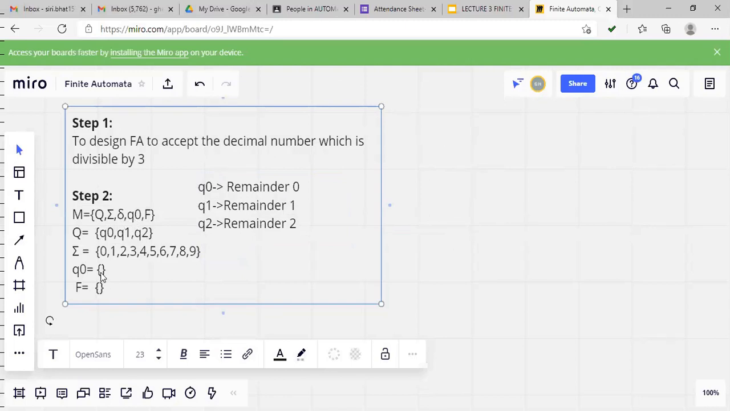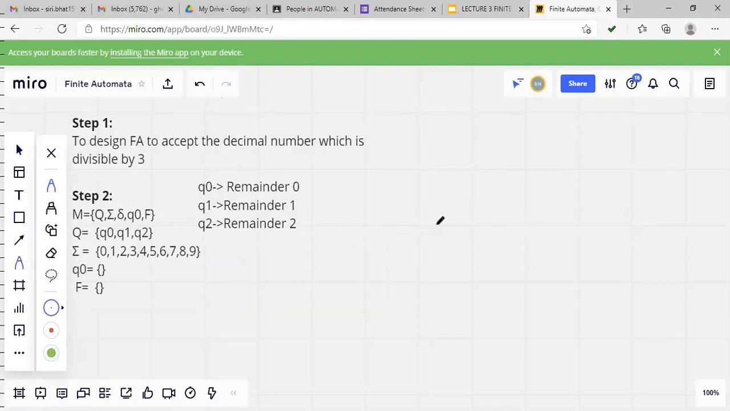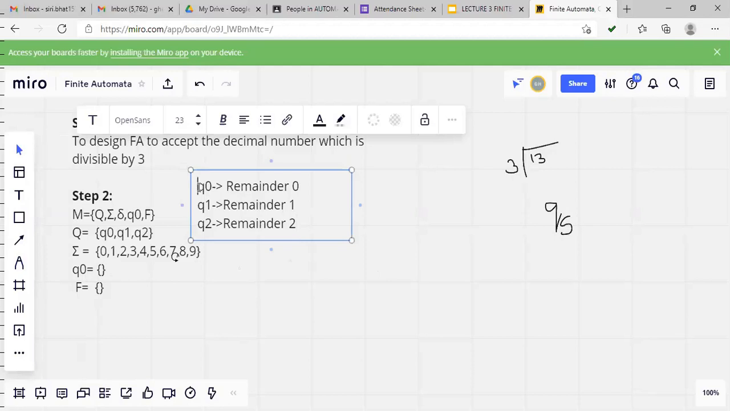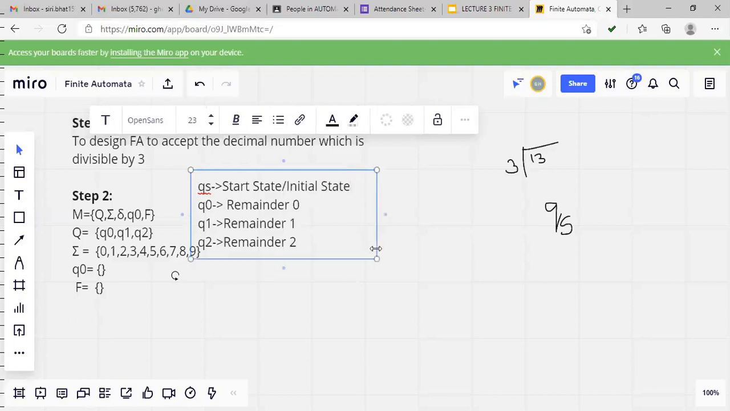Okay. What will be my start state? Whenever we start, I can take a state as QS also, separately as a start state. I think that would be better. Q0 is remainder 0, Q1 is remainder 1. To start with, I'll take a start state QS. I can write this as initial state or start state. Don't get confused by what it says. It is also called the initial state. Okay, so this is done.